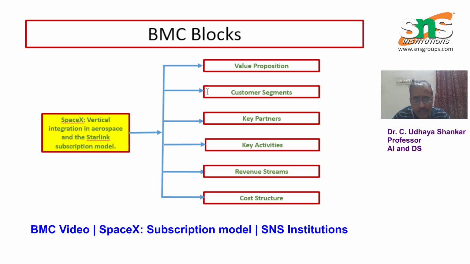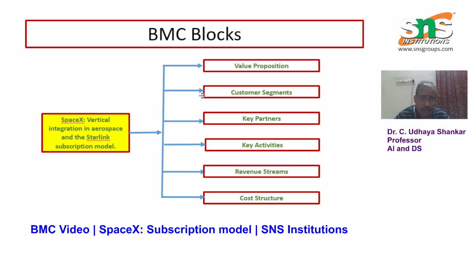The cost structure is mainly for R&D, that is Starship development and next generation satellite engineering, as well as operations like rocket fuel, liquid oxygen and methane based, launch pad maintenance and global ground station networks, and regulatory compliance has to be maintained. So these are the different cost structures.